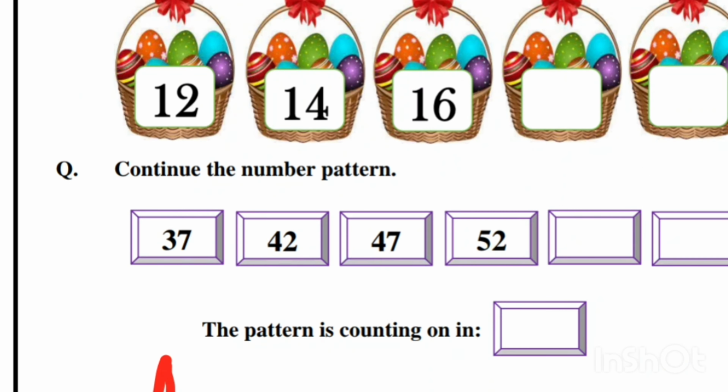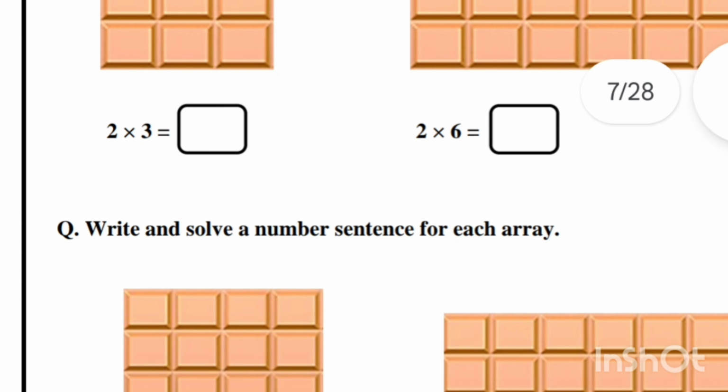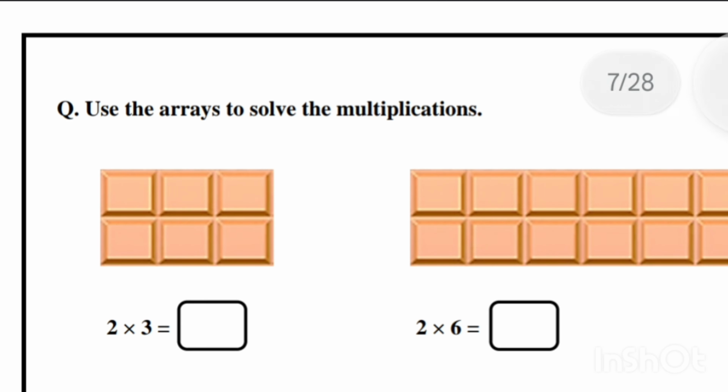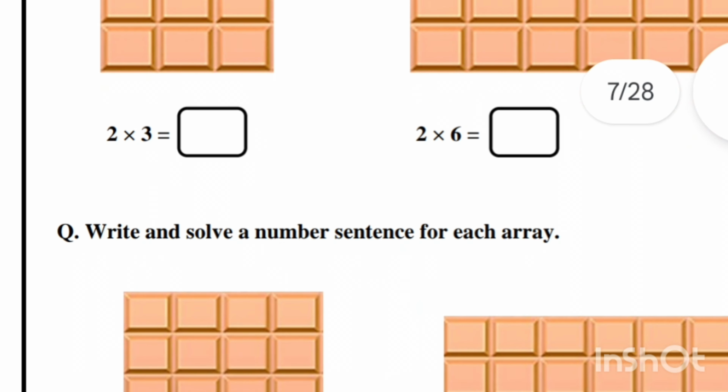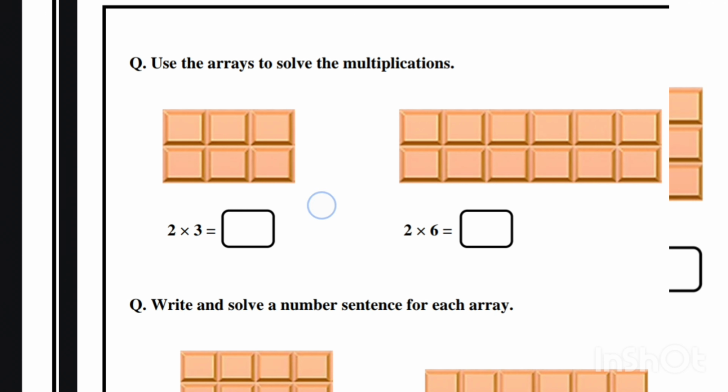All right, now we are moving towards another page. This was page number 6, and now this is 7. Here you can see one example is given to you. What is written? 2 multiplied by 3. So what will be the answer of this? And how have we written 2 here? Because you can see this box.